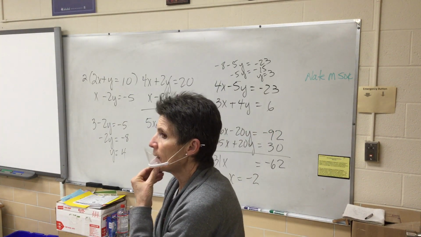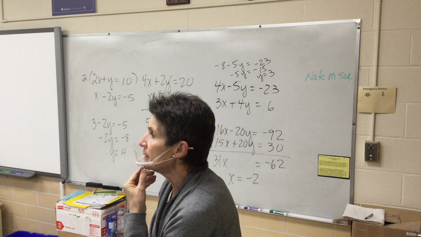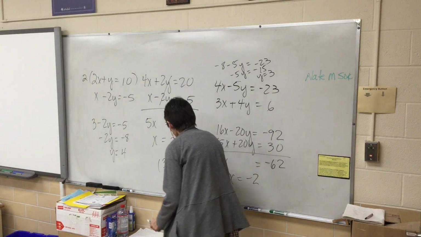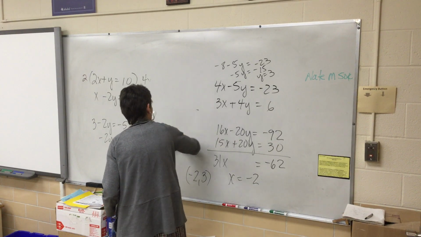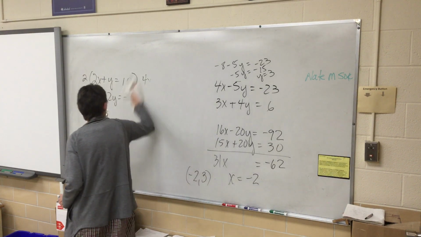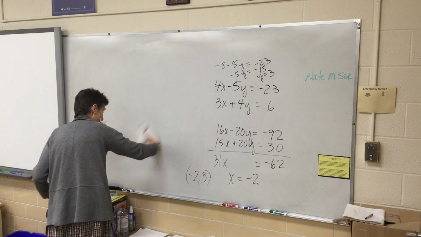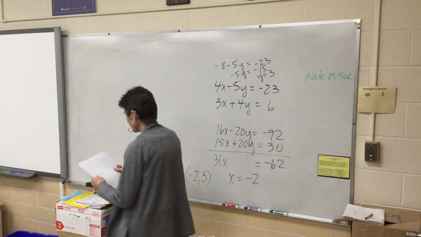Anybody have an X or a Y yet? What do you have? -2 for X, that's what I got. Good, I got -2 for X. I got 3 for Y. Yay! Good work. One more elimination problem. Here we go. Last one.